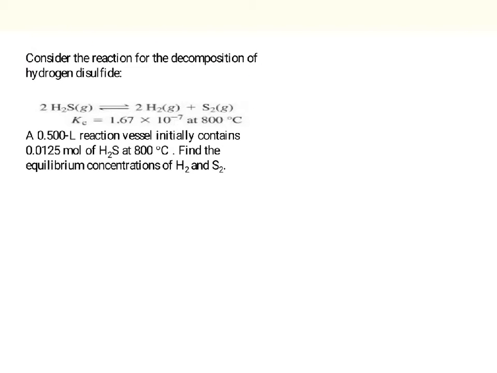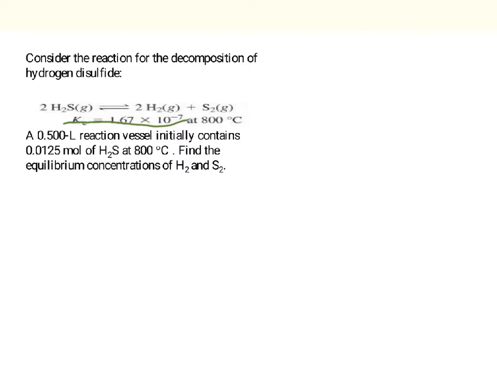Let us try a new problem. So this time we are given a reaction of dissociation of hydrogen sulfide into hydrogen and sulfur. Equilibrium is established in this mixture. The equilibrium constant is 1.67 times 10 to the power negative 7 at 800 degrees Celsius. The equilibrium constant is a very small one, I want to bring your attention to that. Then a 0.500 liter reaction vessel initially contains 0.0125 moles of hydrogen sulfide. We need to find the equilibrium concentrations of hydrogen and sulfur.